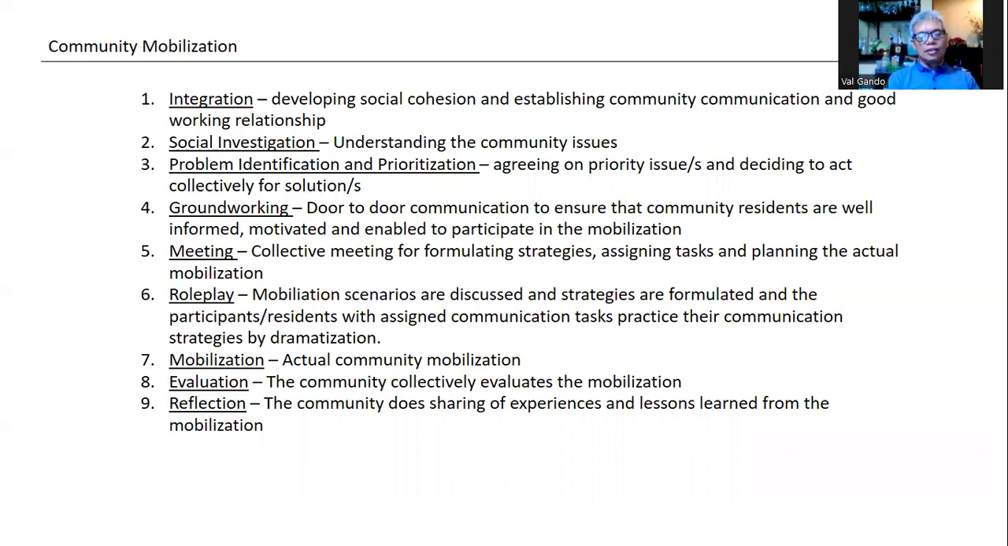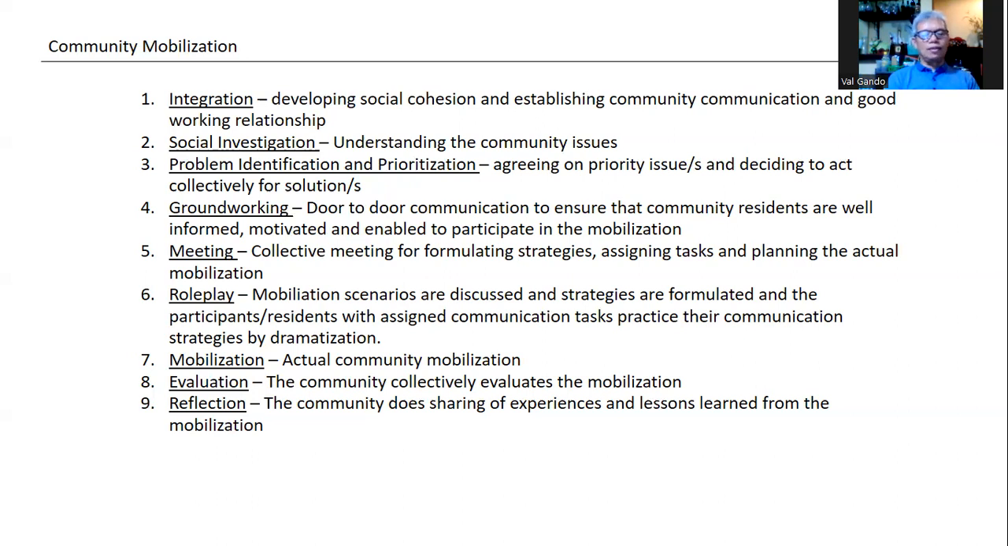Social investigation is the understanding and initial attempt at social construction of the community issues. Problem identification and prioritization is a communicative action where people agree on a priority issue and decide to act collectively for a solution. Groundworking is the strategy of door-to-door or person-to-person communication to ensure that community residents are well informed, motivated, and enabled to participate in the meeting for community mobilization.